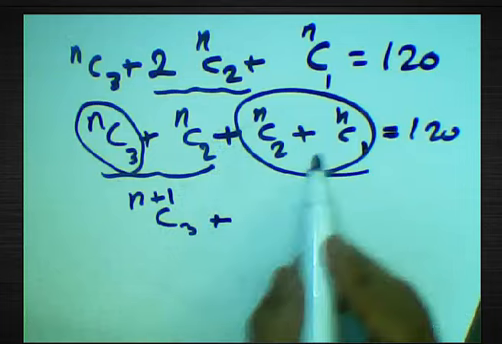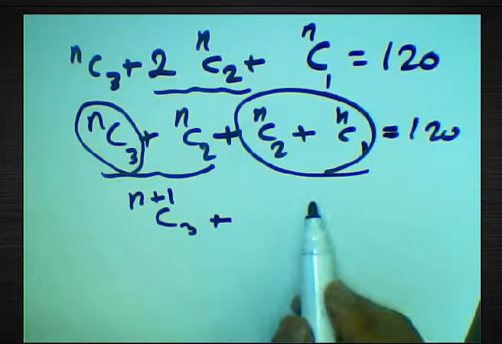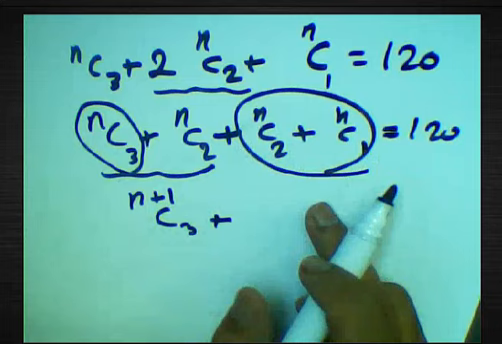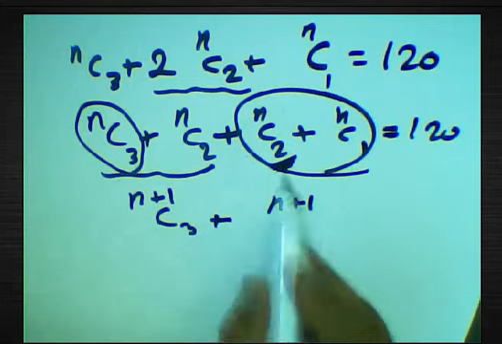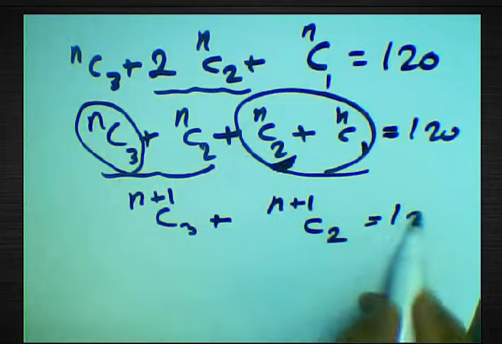n combination 2 plus n combination 1. It's previous about n combination 2. We must choose the greatest and add 1 to the n combination 2, it will be 120.